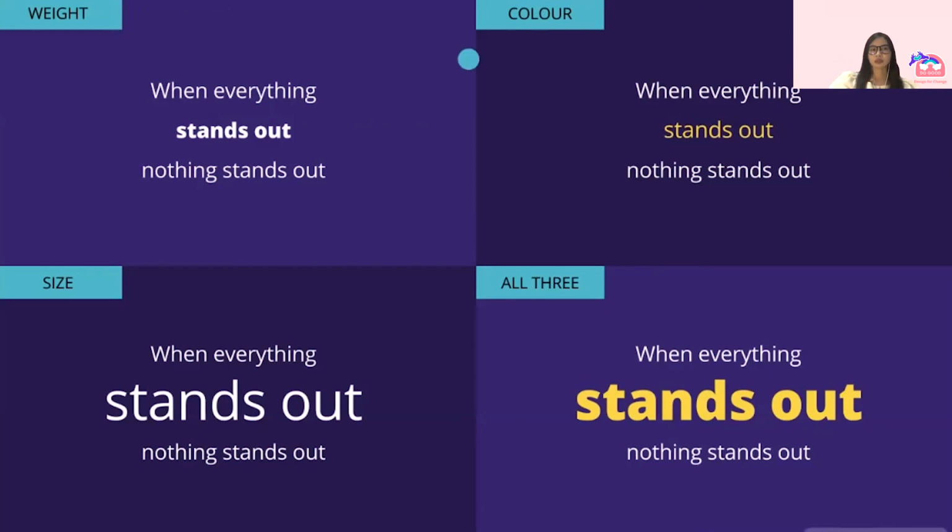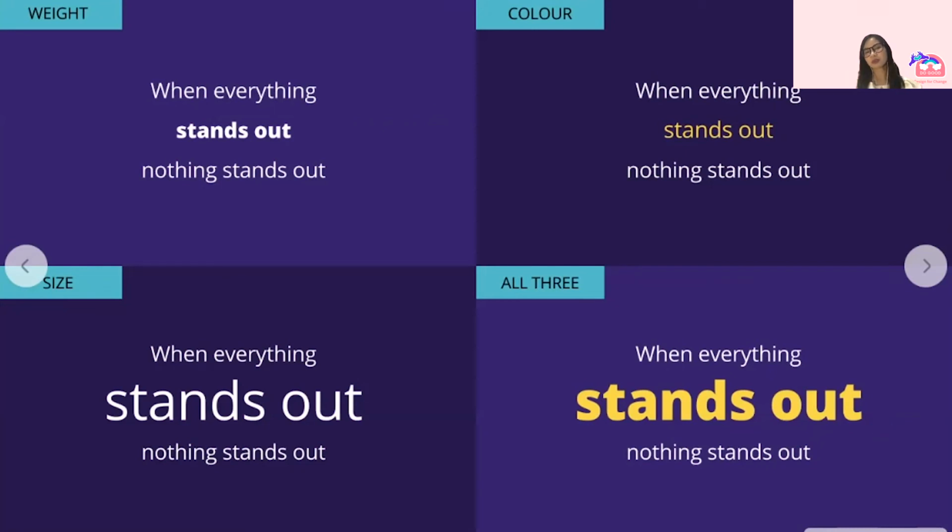You can either change the weight. So here it's bolded. You can also change the color. For example, if you're using a dark background, use a bright color to make that part stand out. You can also change the size. What's bigger is the one that stands out more. Or you can use all three of them.